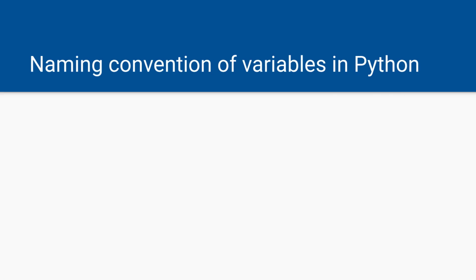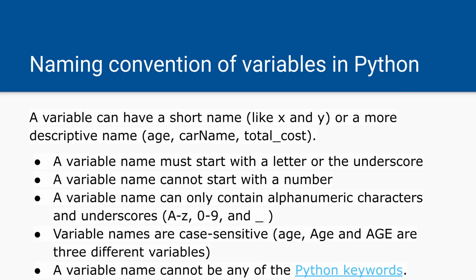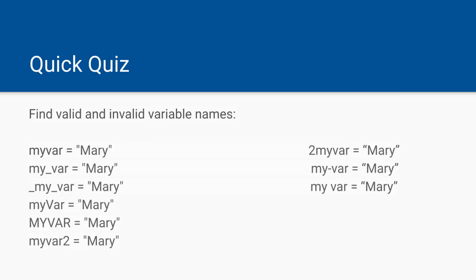Python variable names can be short, like x, or descriptive, like age. A variable name must start with a letter or an underscore, and cannot start with a number. They are case-sensitive and cannot be any of the Python keywords. Let's quickly test your knowledge of valid and invalid variable names. Remember the rules we just discussed when looking at this list of examples.